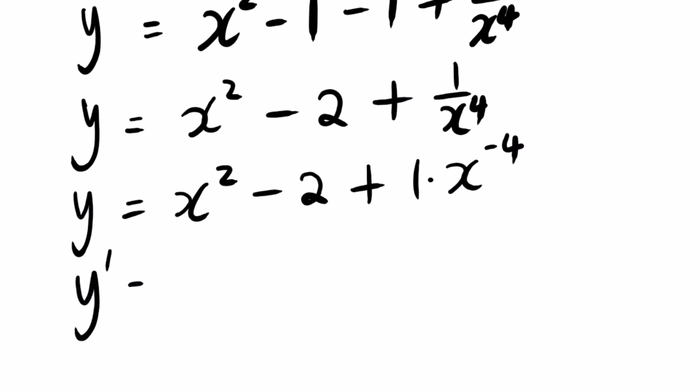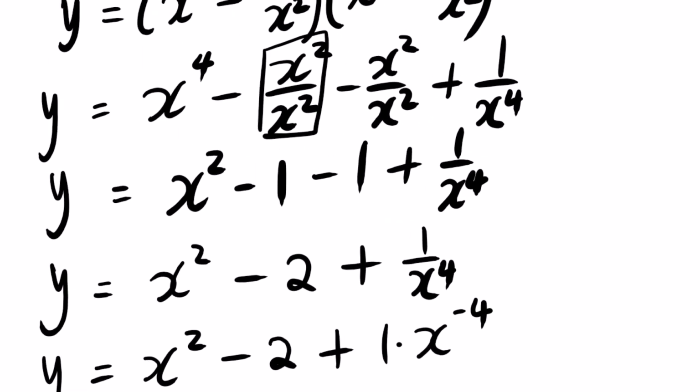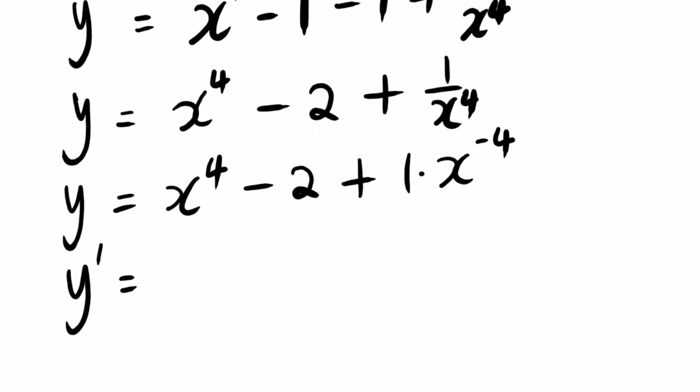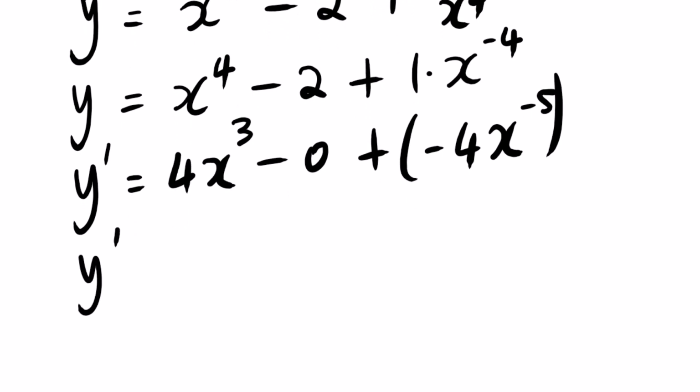Now we can apply our derivatives. No, actually there's a problem here. This is power 4. So we have 4x to the power 3, negative 0, plus negative 4 x to the power negative 5. So the derivative is 4x to the power 3 minus 4x to the power negative 5.